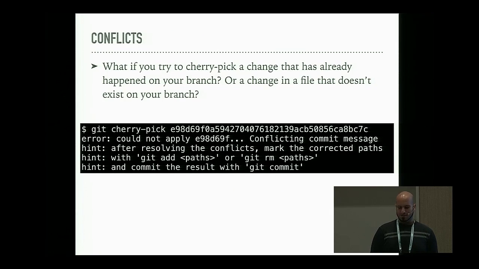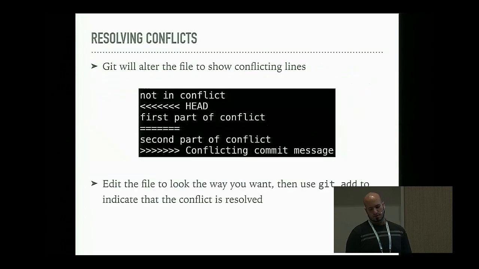Conflicts. Let's see if I can cover this in 20 minutes. If you try to cherry pick a change that already happened on your branch or something that doesn't exist, then you're going to get a conflict, which looks something like this. And Git knows that this file is in conflict, and it doesn't know how to resolve that conflict. So the file will actually be altered to show you, the developer, where the conflict is, and it's going to actually insert these lines into your file.